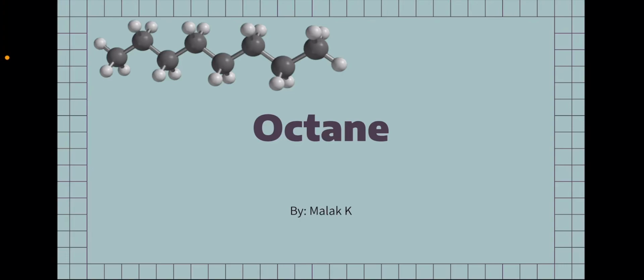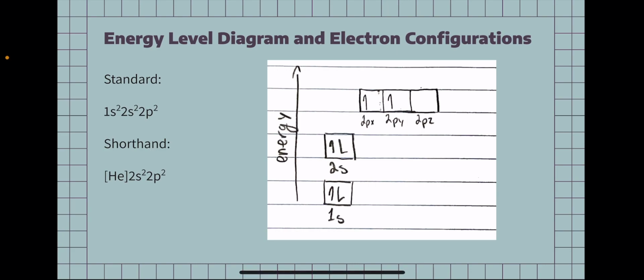Hi, so today I will be presenting the molecule octane. So the standard electron configuration for octane is 1s2, 2s2, 2p2, and the shorthand configuration is helium 2s2, 2p2. And on the right hand side, you can see the energy level diagram with 2 electrons in the 1s level, 2 electrons in 2s, and 1 in the 2px and 1 in the 2py, so 2 in the 2p overall.